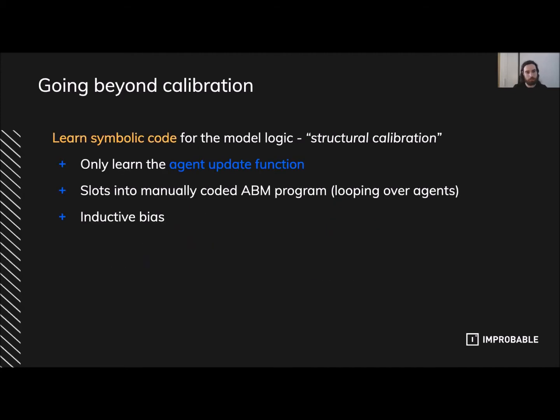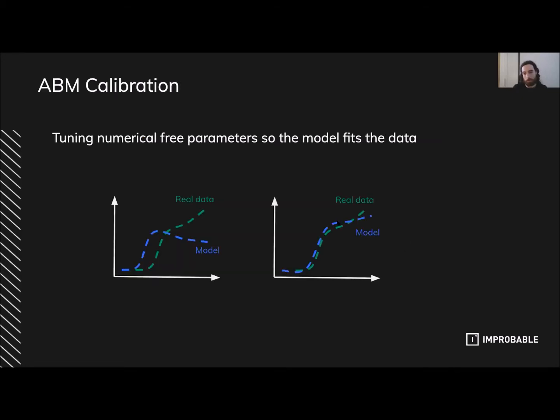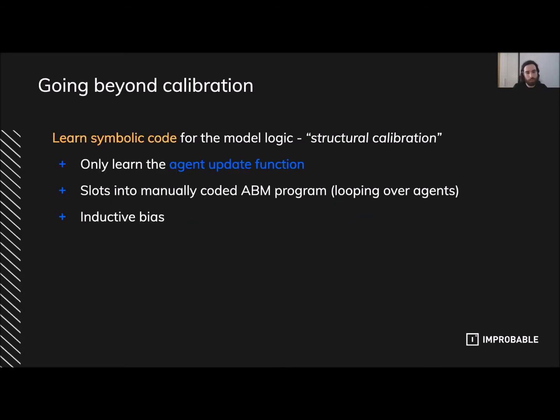And what we're aiming to do here is to go even beyond that, with even more flexibility. I guess one of the problems of this is, maybe there are no parameter values where your model output actually fits your real data. So what if we can actually mutate or change the code of the model itself, so its actual logic? This is often called structural calibration. And what we're doing here is just learning the agent update function, so the logic for each individual agent.